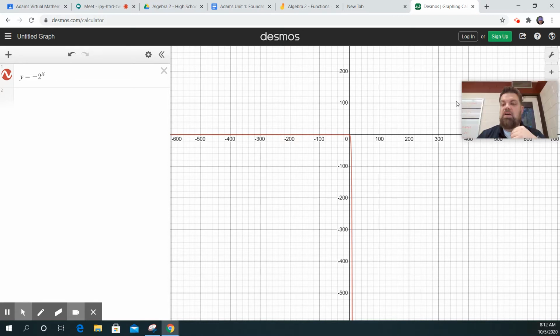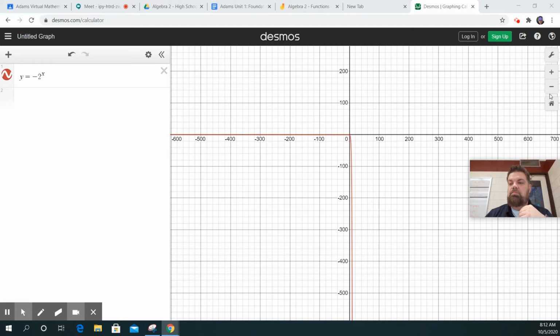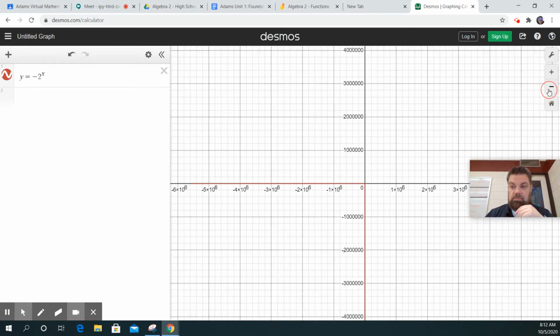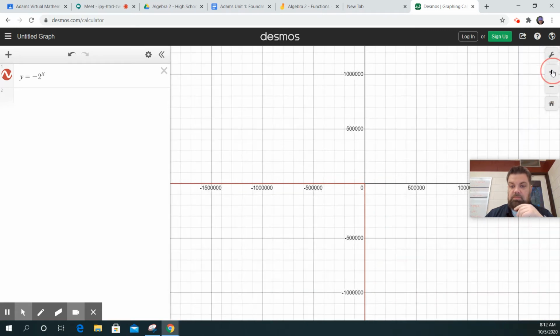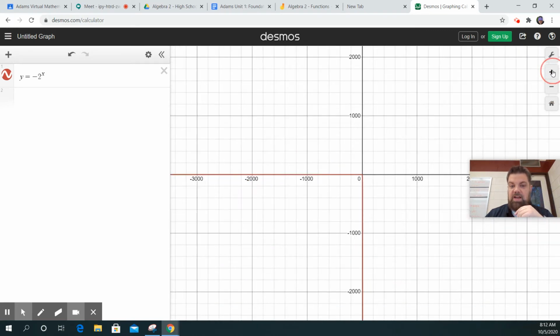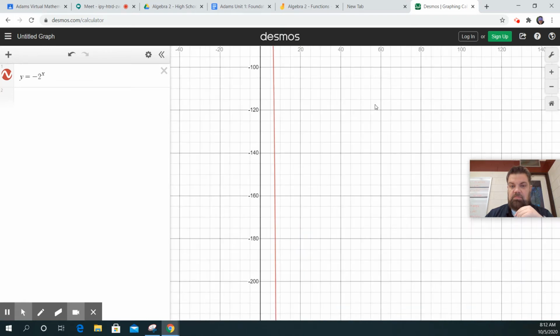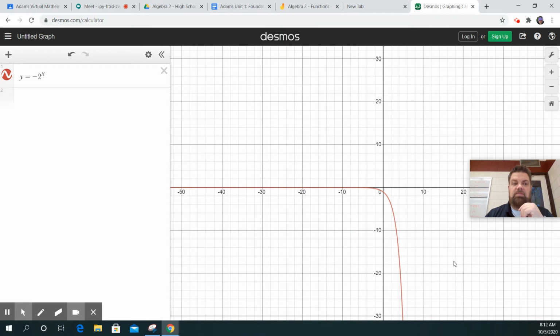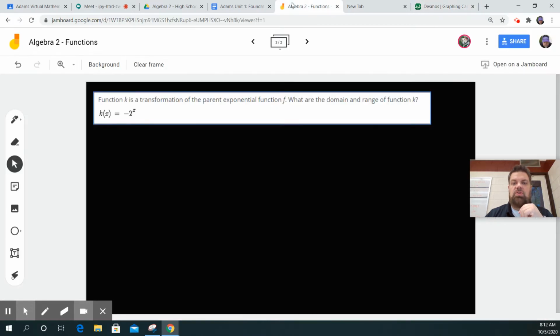So anyways, we're going to zoom back out to normal. Oops, wrong way. Or zoom back in is what I should say. So you get a graph that looks like this. All right. So there appears to be no restriction on the domain. So for my domain, there appears to be no restrictions.